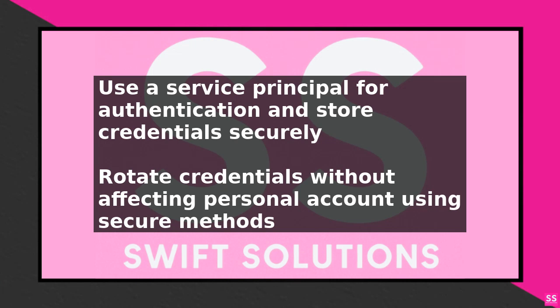Optimizing performance. To optimize performance when using the Azure Synapse Client Library, you should use batching and caching to reduce the number of requests to Azure Synapse. You should also use the library to manage concurrency and parallelism to take advantage of multiple cores and processors. Additionally, you should monitor performance and adjust your code accordingly to ensure optimal performance.